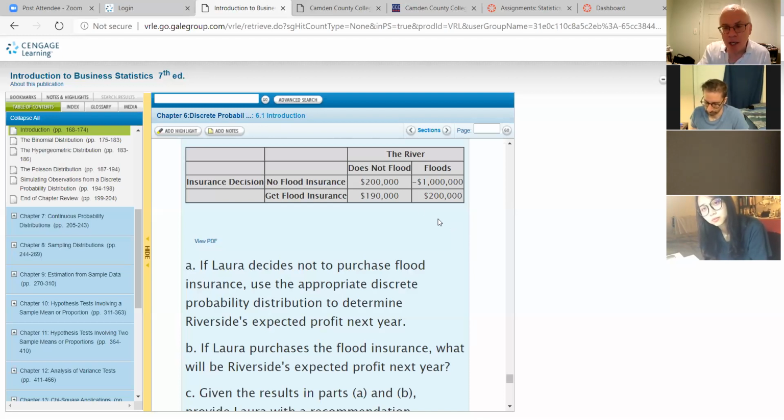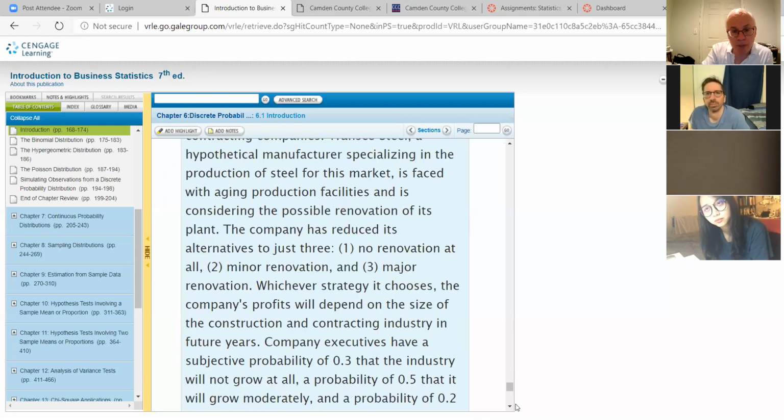It's easy, right? It's an easy decision for Laura in this case here. All right, any questions about that? So that's a typical practical question that could come up with this sort of thing.